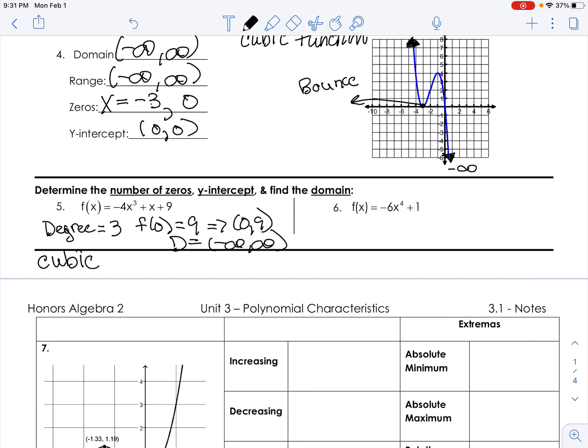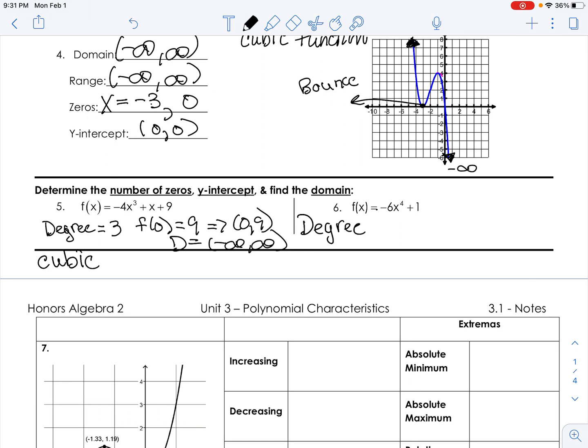This is a cubic function, so that x cubed. So it will behave like a cubic function. And one of the most important things to remember there is that the ends of the graph will go in opposite directions. That's important.